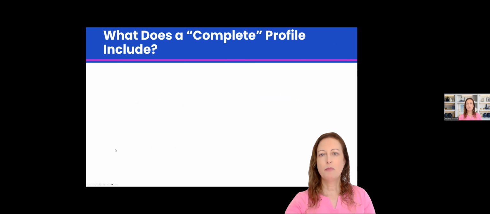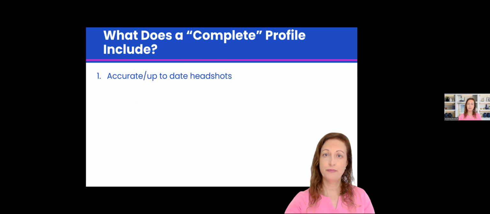And then what does a complete Actors Access profile include, therefore, given all the information that we just shared? So your headshots for your child should be accurate and up to date. Okay, they should look like your child. Now, if you have a very small child, like an infant or toddler type, you're probably going to get asked for recent snapshots. So take a picture right now of what they look like, because kids change so fast when they're young like that. As they get older, you don't need to get headshots or take a photo every month.